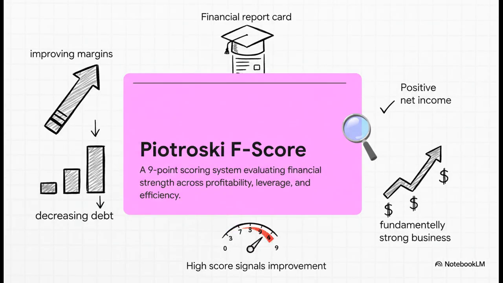Next up, there's the Piotroski F-Score. The best way to think about this one is like a financial report card for the company, graded on a scale from 0 to 9. It checks for all these positive signals across the business. Are margins improving? Is debt going down? Is it operating more efficiently? A high score, say a 7, 8, or 9, points to a really strong and improving business.